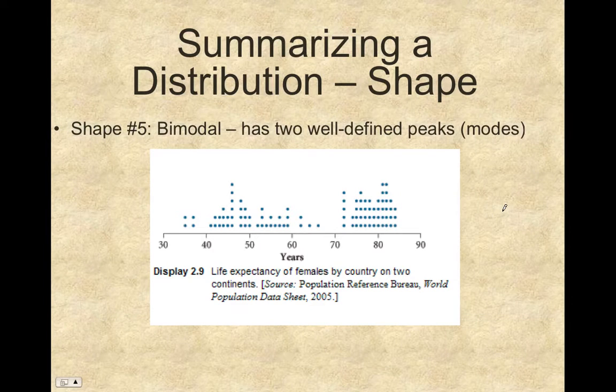Finally, bimodal. In a bimodal distribution, I have 2 peaks. Now this is kind of weird. If I were looking at this first, I might have a hard time deciding the shape of this dot plot. However, if I try and smooth over it, I see that I kind of have 1 peak and then 2 peaks. Those peaks don't have to be equal height. We just need to see a clear definition of 2 peaks.